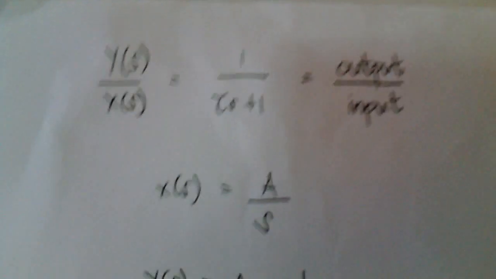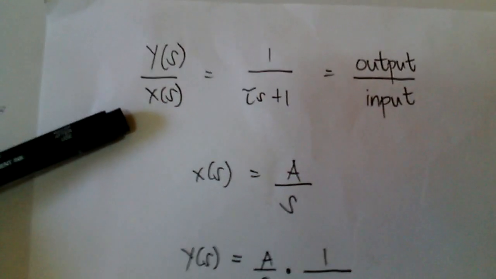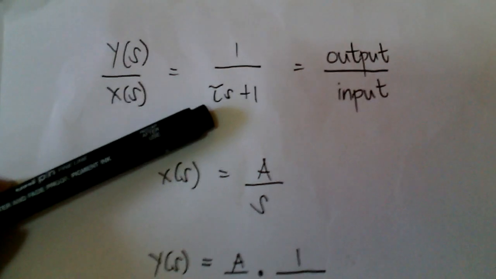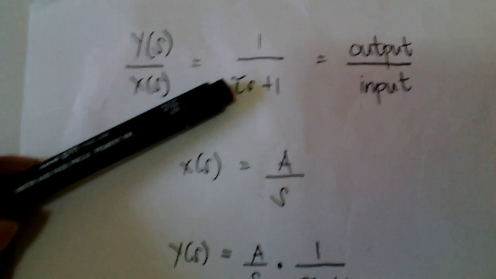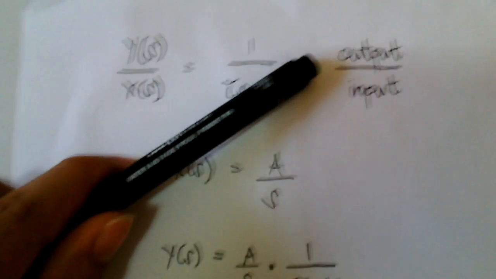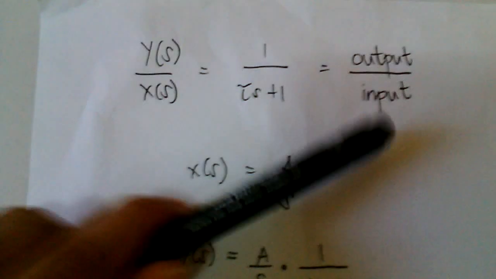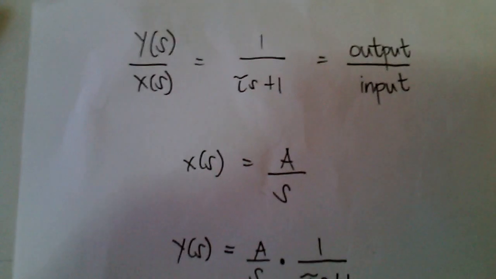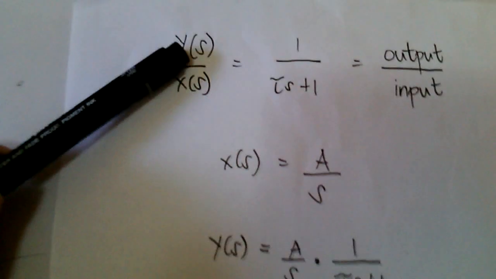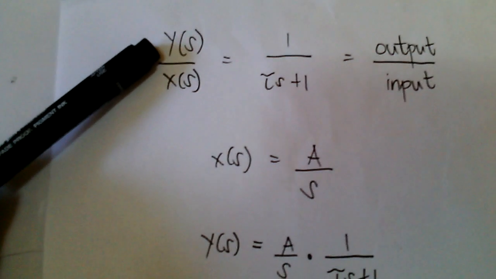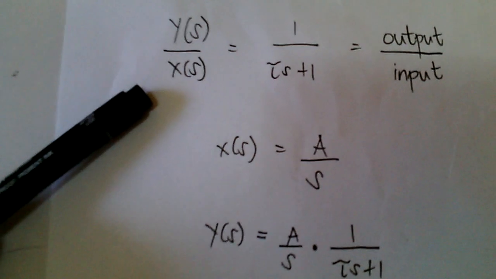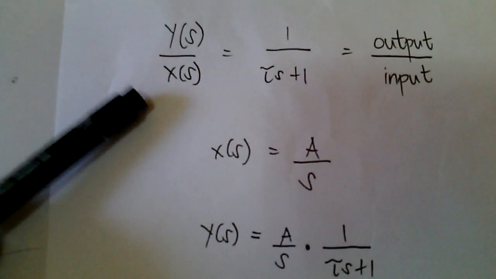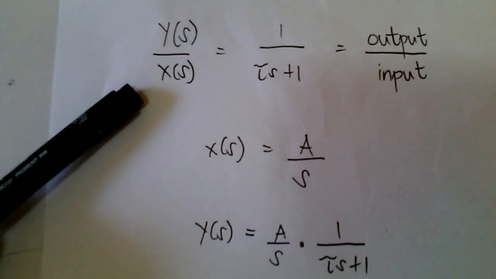So let's have a first quick review for Chapter 4 of the book. First, we have Y(s)/X(s) = 1/(τs + 1), where τ means time constant, and 1/(τs + 1) is the ratio of output Y(s) over input X(s). Now let's define first what Y(s) is. Y(s) is the transform of the response or output, in deviation form, and X(s) is the transform of the forcing function or input, in deviation form.